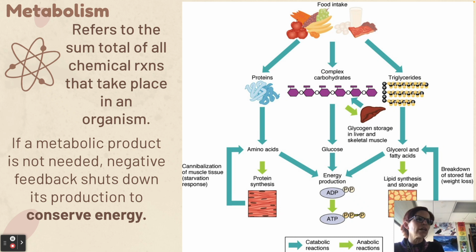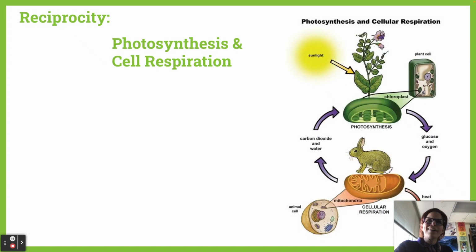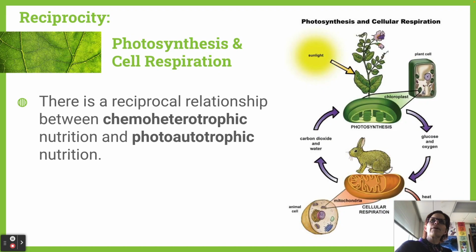We don't want to be doing all kinds of reactions if we don't need them. So negative feedback allows us to shut it down and conserve energy. The whole idea is to conserve energy. We don't want all of our reactions going all the time. Okay, enough about enzymes. Let's jump right into photosynthesis.